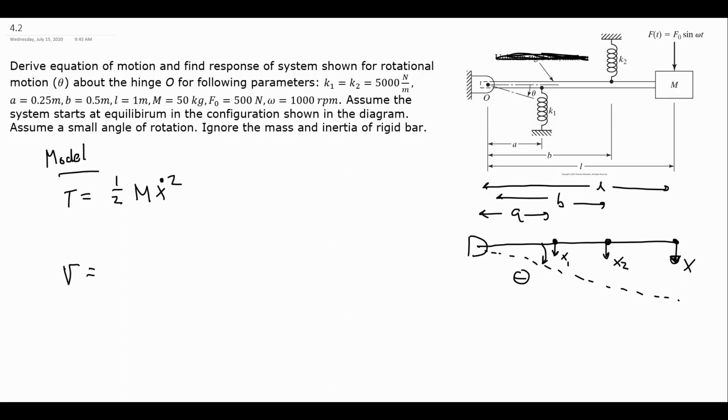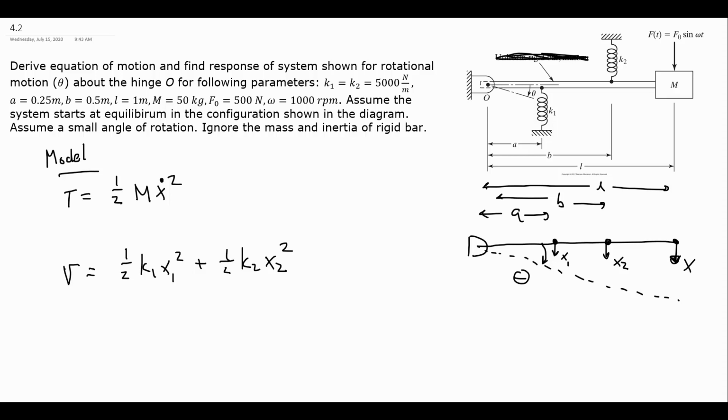And our potential energy, we have K1 and K2 are springs. They will have spring potential energy. As normal, we're going to ignore gravitational potential energy of m and the bar, even though the bar is massless and inertialess anyway. So the only thing that could have potential energy other than that would be the bar itself, but we are told to treat it as a rigid bar, meaning that it does not deflect, so it's not going to store potential energy. So the only things we need to count the potential energy of are the springs. So we have 1/2 K1 x1 squared and 1/2 K2 x2 squared.